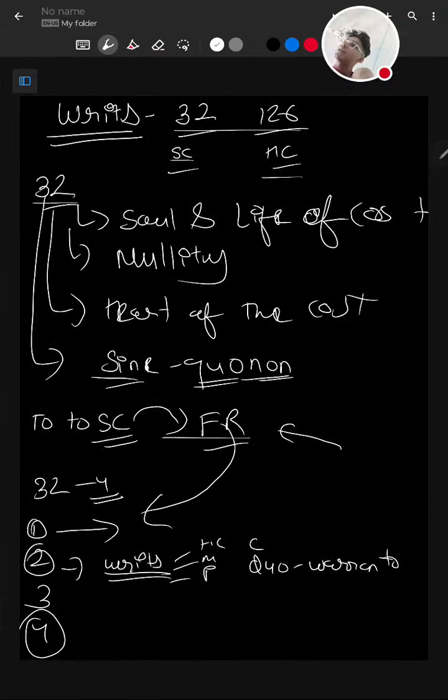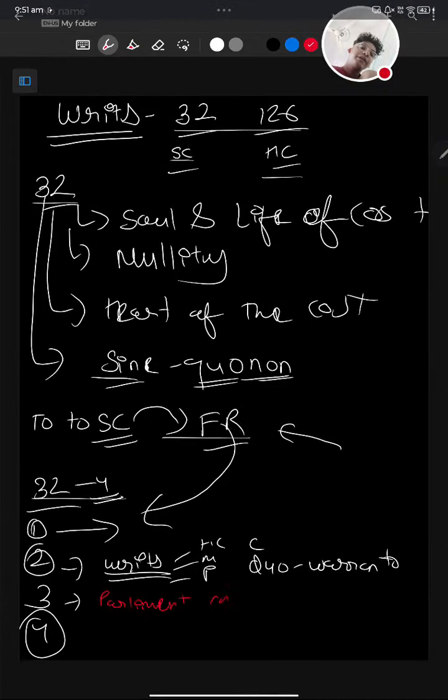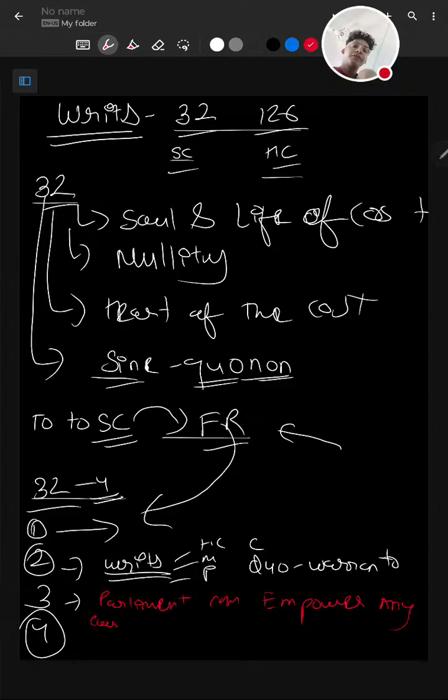Now, the third one is that Parliament can empower. In Article 32, the third point says that Parliament can empower, and the word Parliament is important, right? Parliament can empower any court to issue writs, but the writ they are going to issue cannot surpass the power of the Supreme Court. That is also a thing.